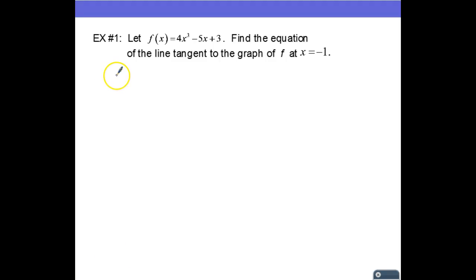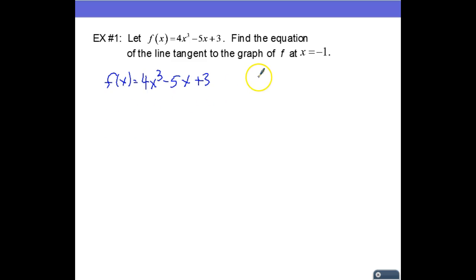In example 1, they've given us the cubic function f of x is equal to 4x cubed minus 5x plus 3. And they want us to find the equation of the tangent line to the graph of f at x equals -1. So this is really just kind of a review of something that we already know how to do.